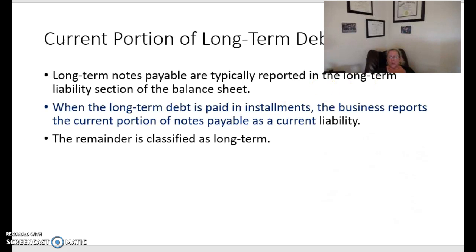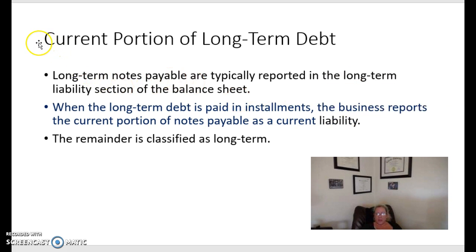Okay, now another thing that hangs students up a lot is that we have to consider the current portion of long-term debt. If you have a 10-year note or loan, 1 year of that is due in the current portion. The other 9 years are long-term, okay? So you have to think about that. If you have a 10-year loan, it's not all long-term. Part of it is due in this year, okay?